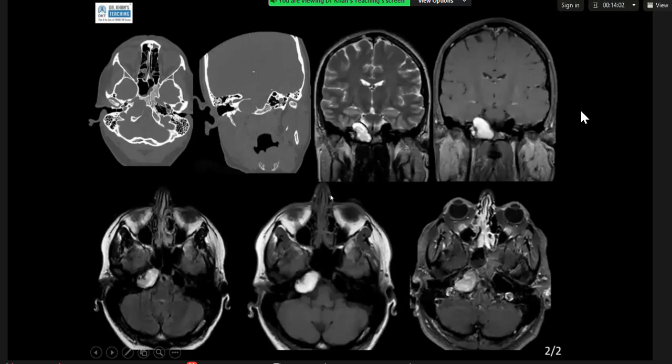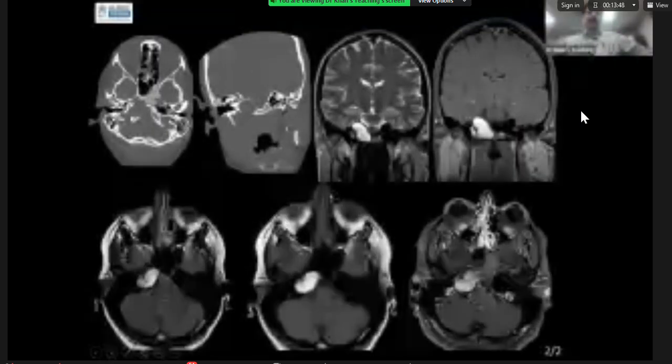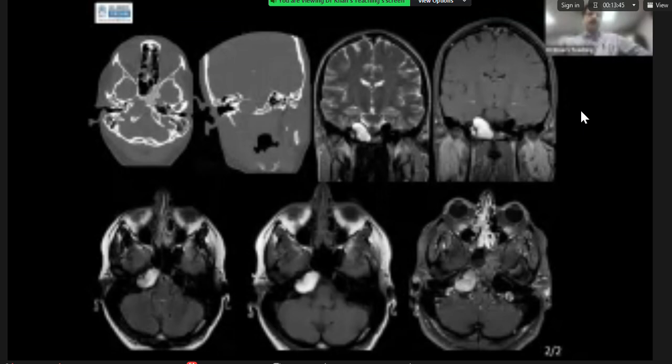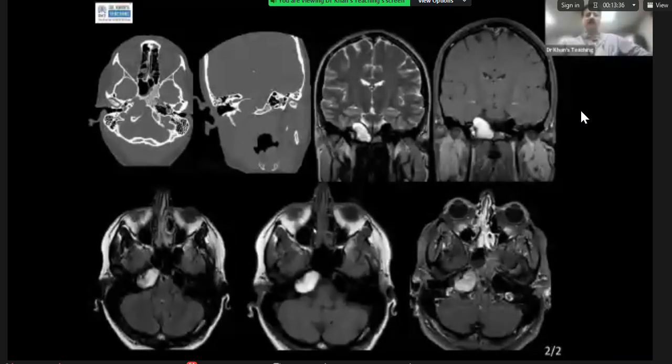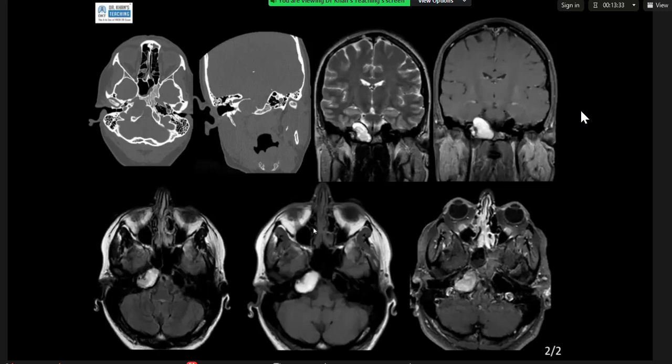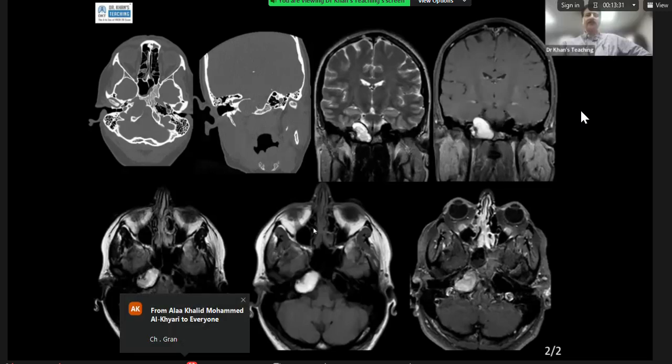Okay, madam, let me give you a hint. The key sequence to make the diagnosis is this T1. What is the signal? That is the hint from me. So it's the same signal as fat. And so it's a fat containing lesion.